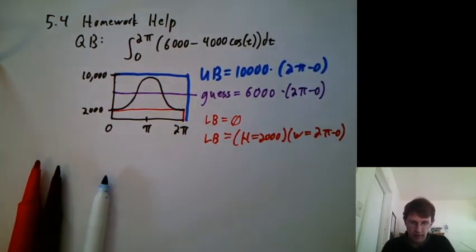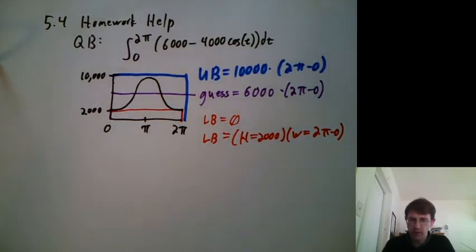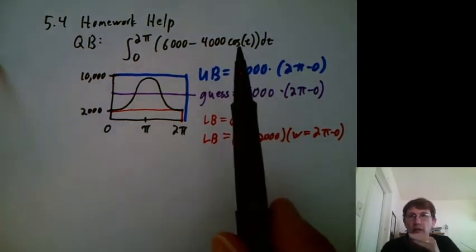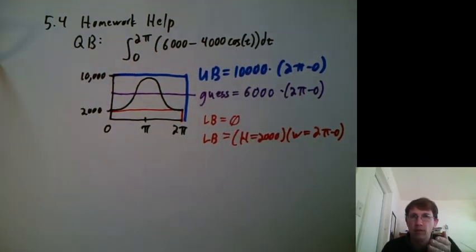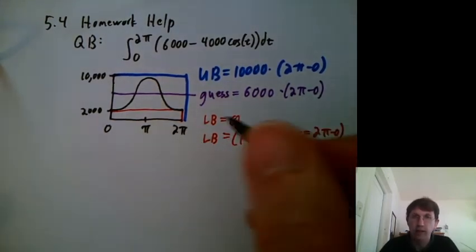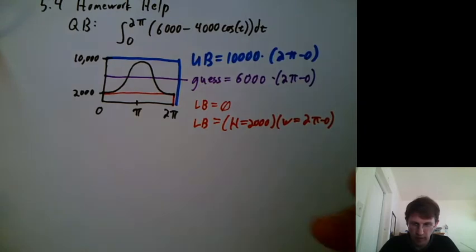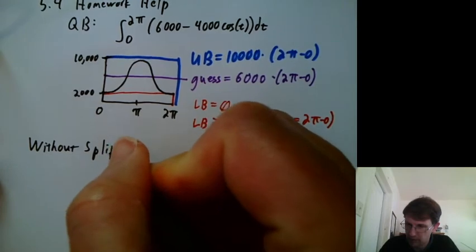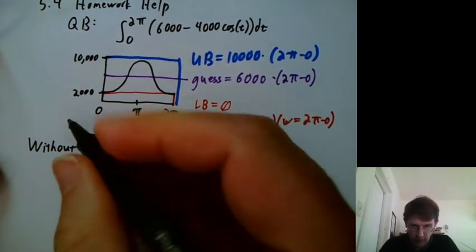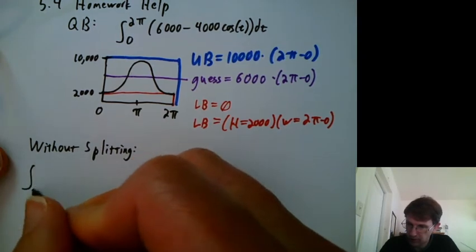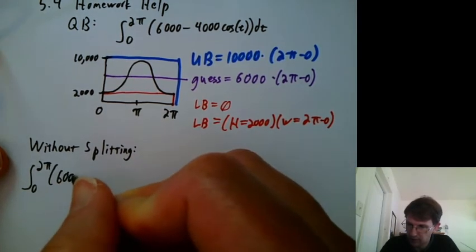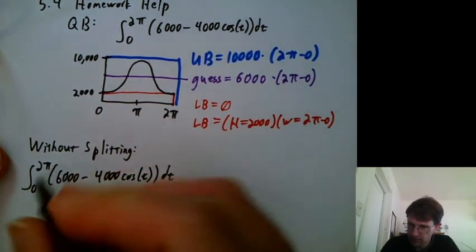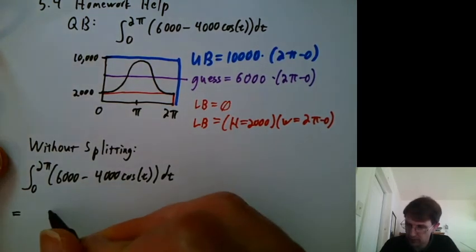All right, so having established all that, we can actually go about this in two ways now. We could split the integrand into two pieces, or we could do it all as one piece. I actually like doing it all as one piece because then you get a single antiderivative function to plot, but let's try it both ways. So let's try it without splitting. Let me just copy the integral here. What's the integral of 6,000? That's 6,000 t.